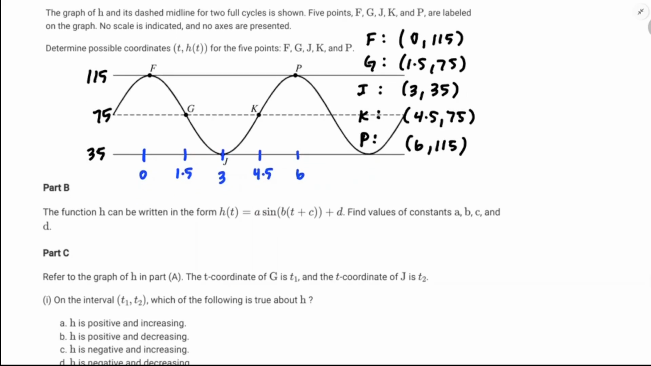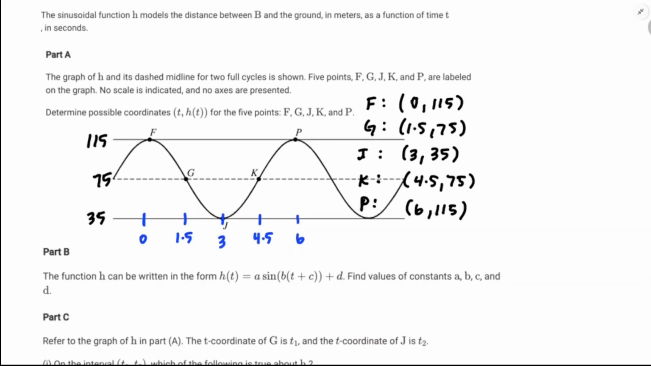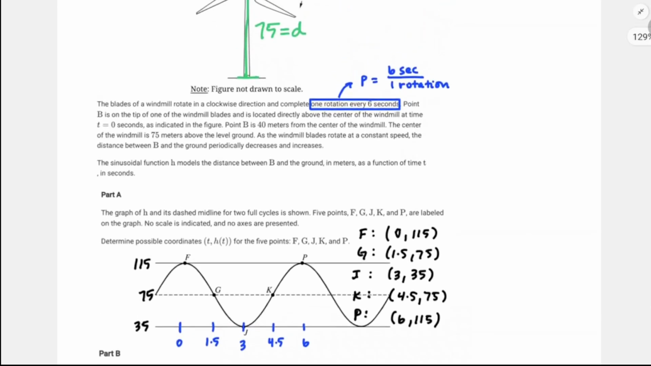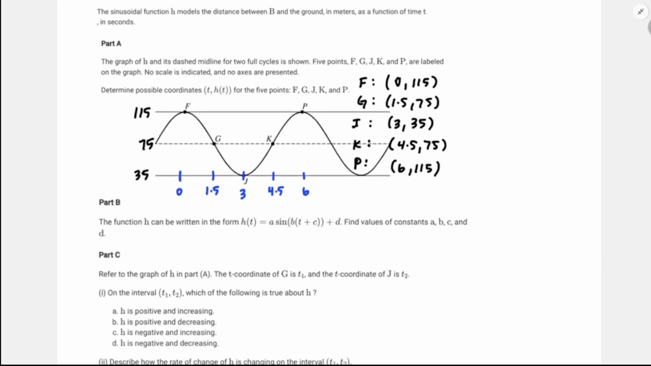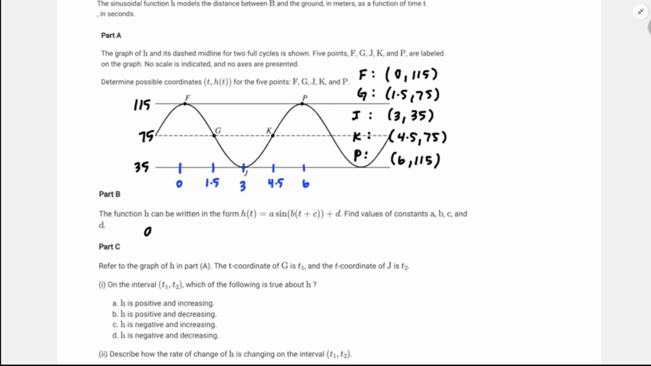All right, then part B: h can be written, h of t is A sine of B times t plus C, all added to D. Find the values of the constants. Well, I already found two of them. A is 40 and D is 75. Then for the value of B, the period, which I determined was 6, equals 2 pi over B. So I'd multiply that out and get B is 2 pi divided by 6, which is going to be pi over 3.